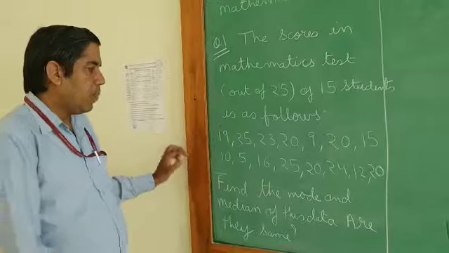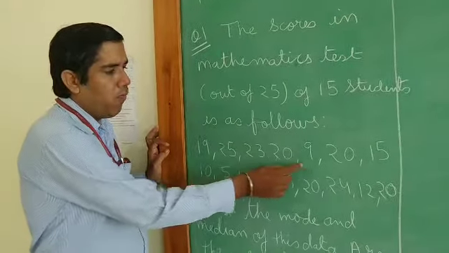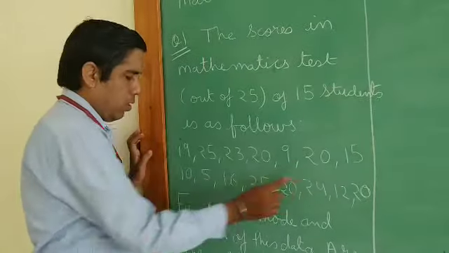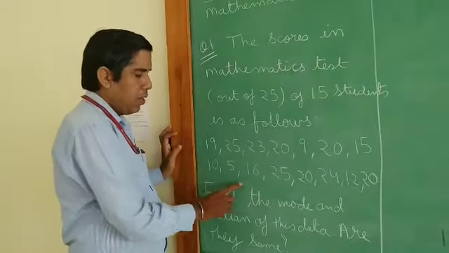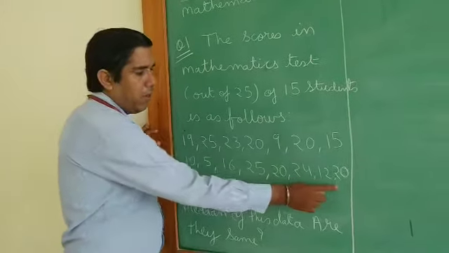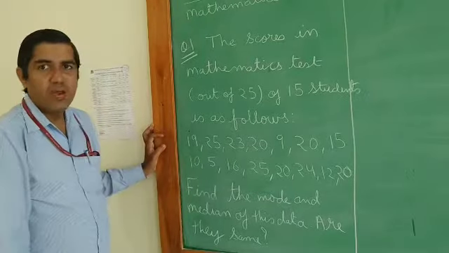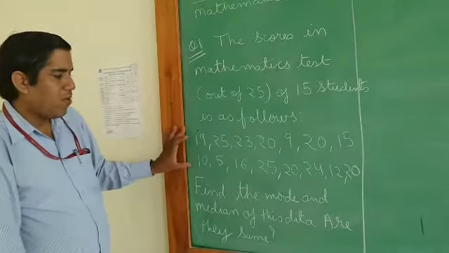Let me count how many numbers are there. You can see 1, 2, 3, 4, 5, 6, 7, 8, 9, 10, 11, 12, 13, 14, 15. It means 15 marks are there. 15 students and 15 student marks are there.